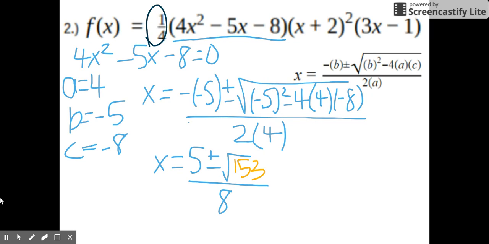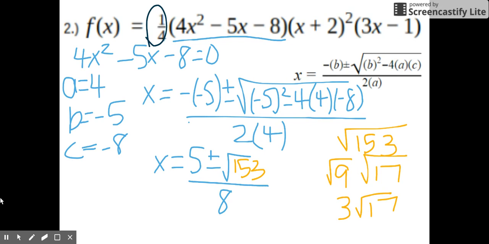Okay, so this is the part that most people mess up on. We have to take the square root of 153, and we have to simplify it. So we have to find the biggest perfect square that fits into it. The biggest perfect square that fits into 153 is 9, and that would be square root of 9 times square root of 17. Square root of 9 gives us 3, and so we get 3 square root of 17.